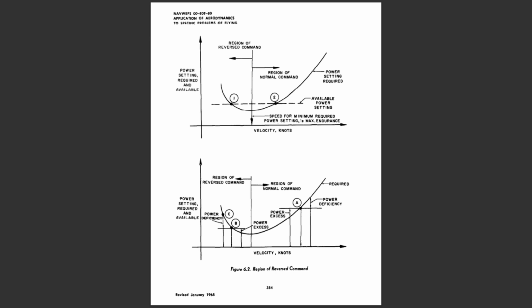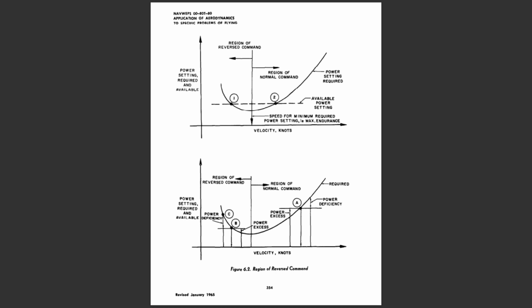Flight speeds below the speed for maximum endurance produce required power settings which increase with a decrease in speed. Since the increase in required power setting with decreased velocity is contrary to the normal command of flight, the regime of flight speeds between the speed for minimum required power setting and the stall speed, or minimum control speed, is termed the region of reversed command. In this regime of flight, a decrease in airspeed must be accompanied by an increased power setting in order to maintain steady flight.